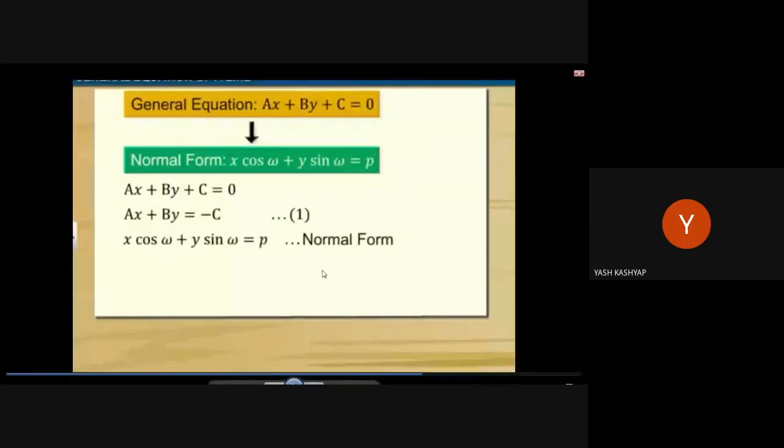Yes, sir. Okay. So now let us continue expressing the general form of the equation of a line into the normal form. Actually, the point I told you is not there in your textbook, but generally you need to know this concept. So that's why I'm explaining.